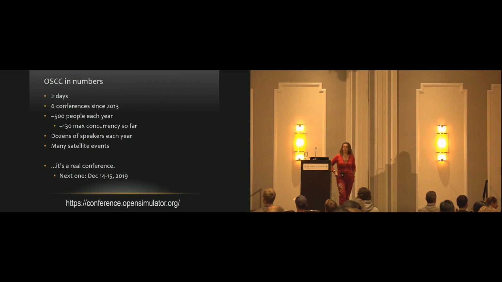The conference in numbers: it's about 2 days, typically on a weekend, a Saturday and Sunday. There's an official program, and then there's lots of satellite events that people organize. There have been six conferences since 2013, which was the first year that we did one of these, so it has been happening every year. It's about 500 people each year. The max concurrency so far in a single plenary session was 130 people. There are dozens of speakers every year and many satellite events. So in other words, it's a real conference, okay?